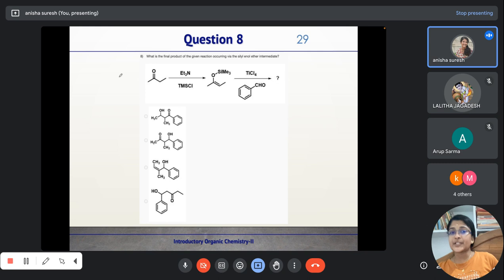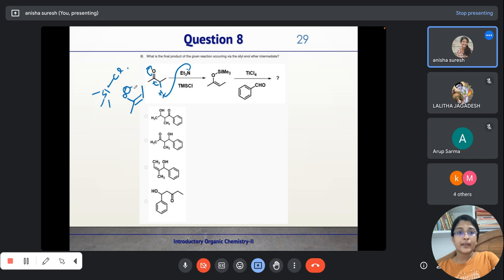Okay, now coming to question number 8. So here they have shown the formation of a silylated enol ether. What is the final product of the given reaction occurring via the silyl enol ether intermediate? So here first the triethylamine will be abstracting the proton and it will go and attack on this TMS chloride. TMS chloride is trimethylsilyl chloride. So here this proton will be abstracted by this Et3N. It will lead to formation of enolate. And once it is falling back, it will go and attack on the silicon.